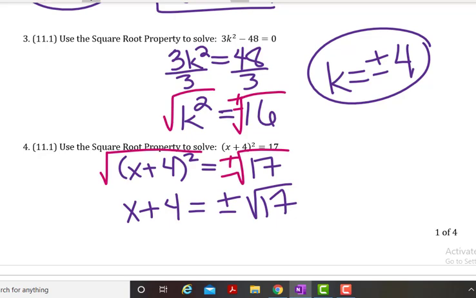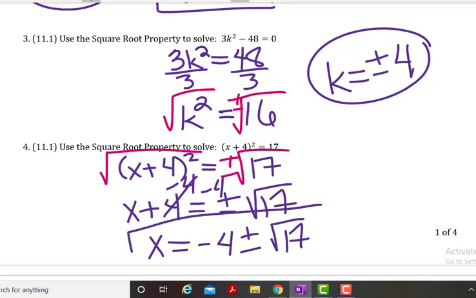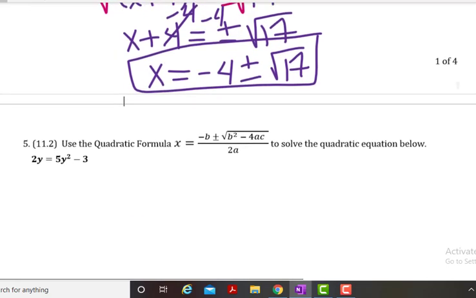The final thing that we need to do is to subtract 4 from both sides. And x is equal to negative 4 plus or minus the square root of 17. Now, since they are not like terms, as one is a radical or a square root and the other isn't, we leave our answer like this: negative 4 plus or minus the square root of 17.